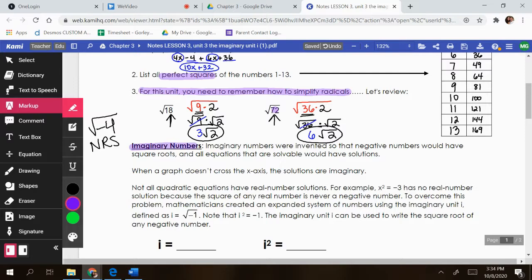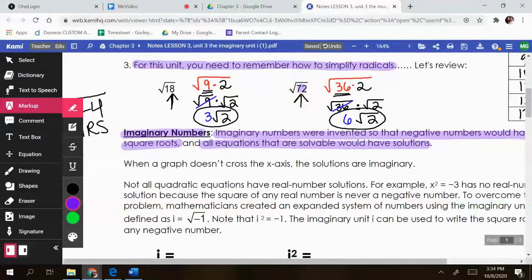So let's look at our definition of imaginary numbers. It says imaginary numbers were invented so that negative numbers would have square roots. Mathematicians wanted it so that all equations would be solvable and have solutions. When a graph doesn't cross the x-axis, we say that the solutions are imaginary.